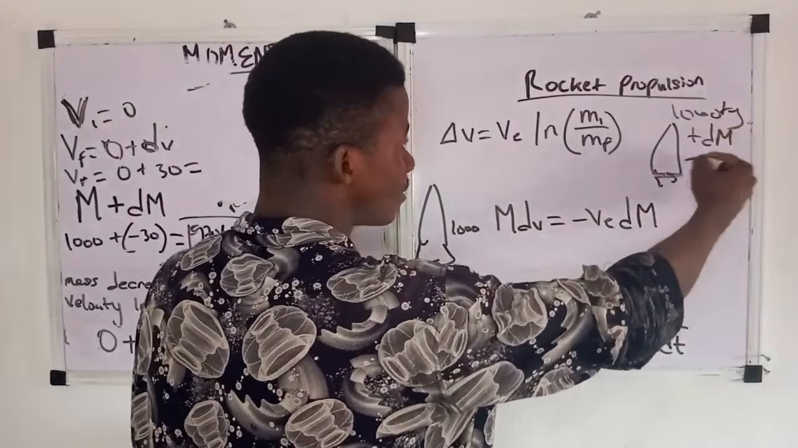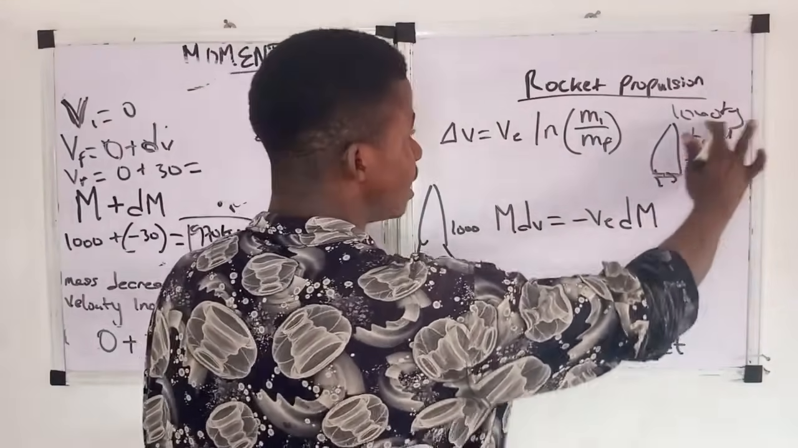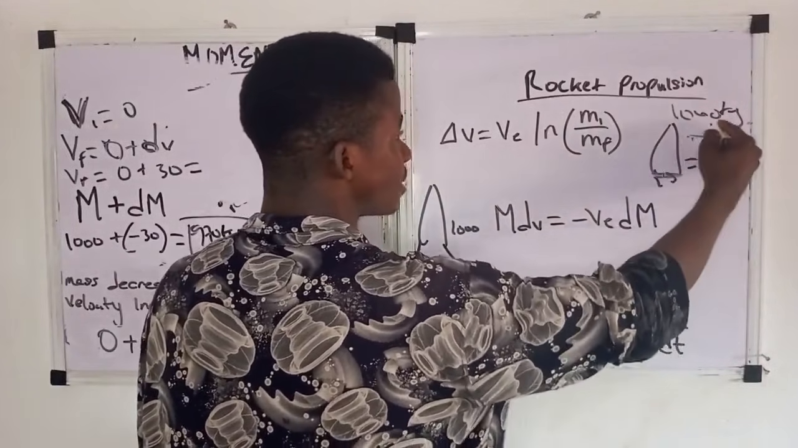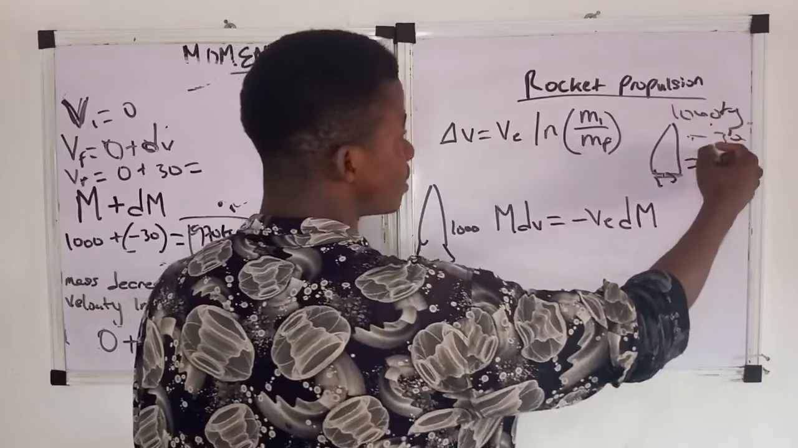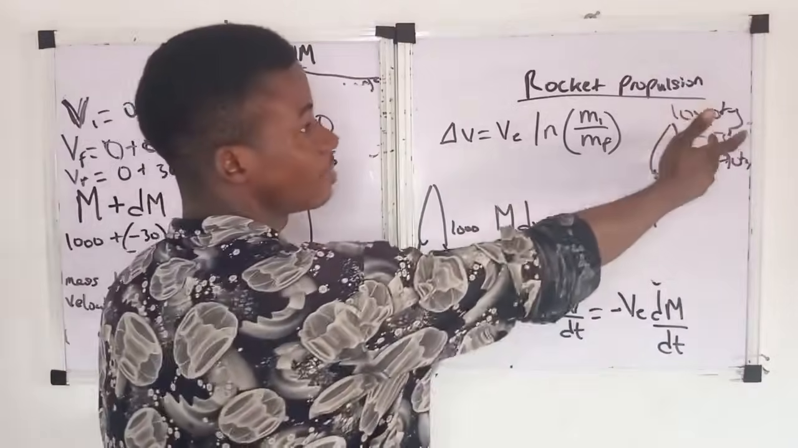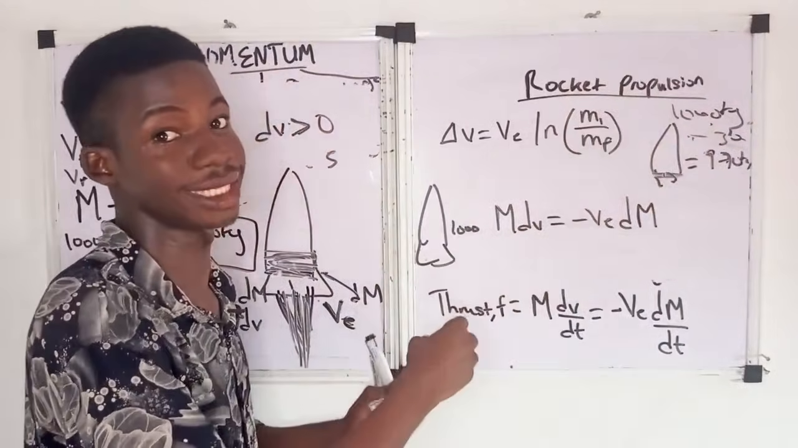Now, once we launch the rocket, before we burn, that is what? The dm, right? And the dm is a negative value. Let's say the dm is minus 30. So plus minus will give us minus, right? 1000 minus 30 will give us, I think, 970 kg, right? So once we launch the rocket, the mass of the rocket decreased by dm.